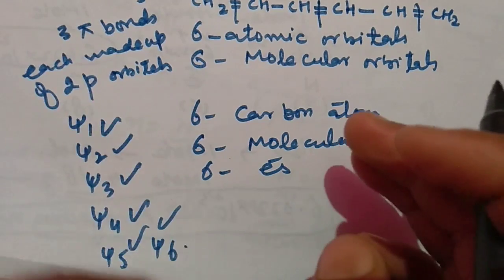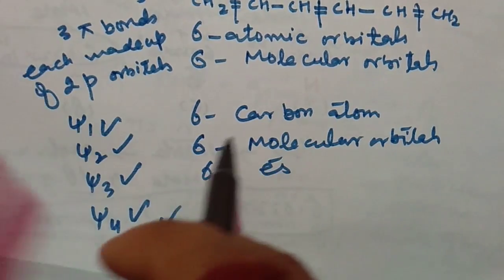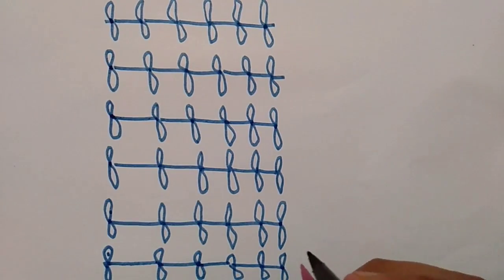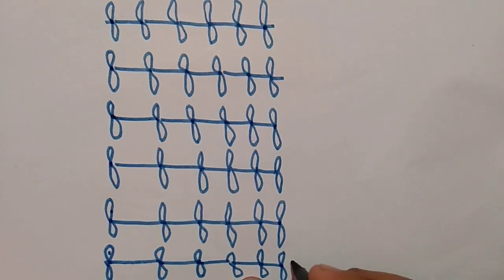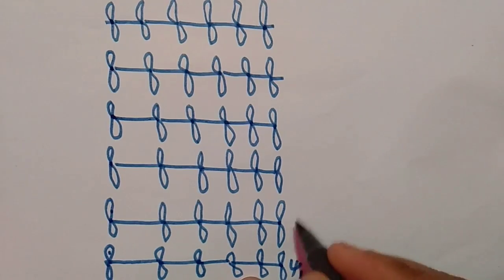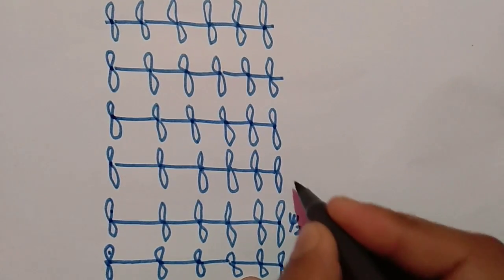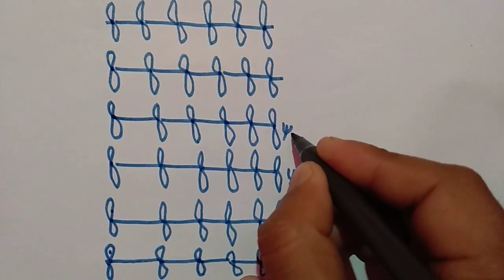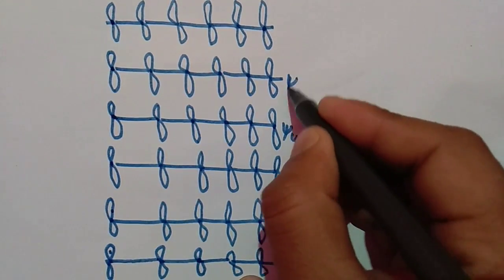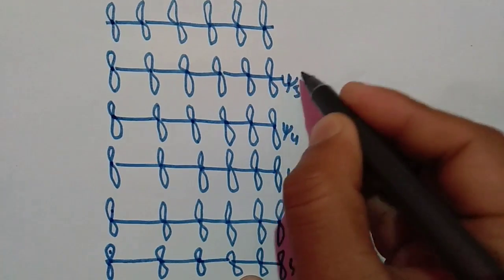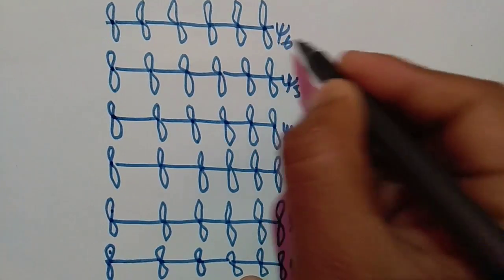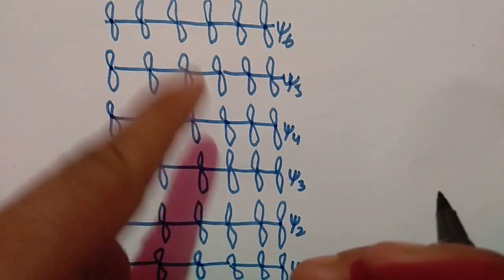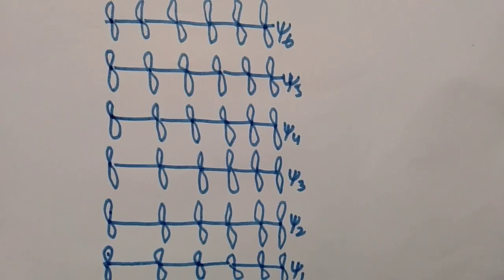Now let us draw these molecular orbitals. These are the 6 molecular orbitals. This one is psi 1, this is psi 2, this is psi 3, this is psi 4, this is psi 5, and this is psi 6.